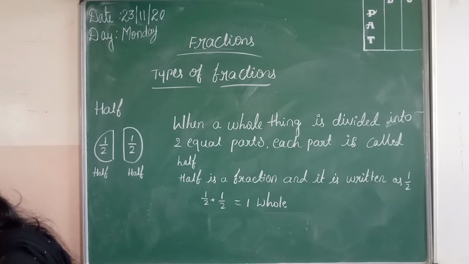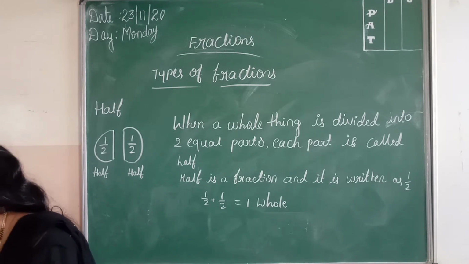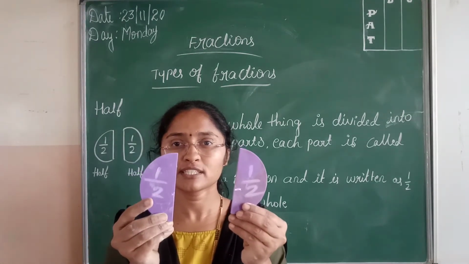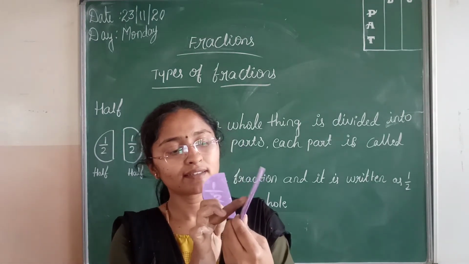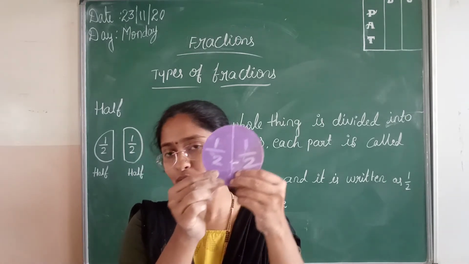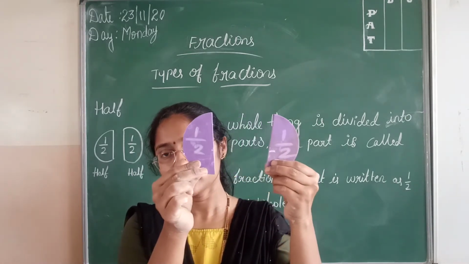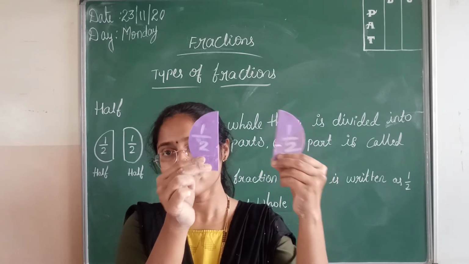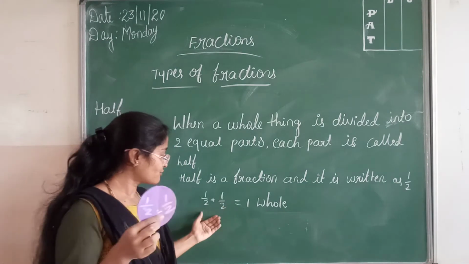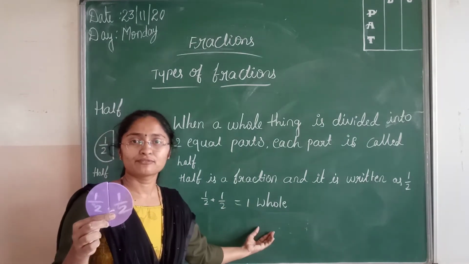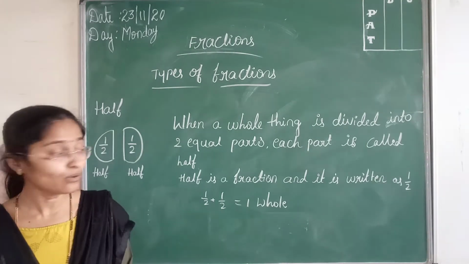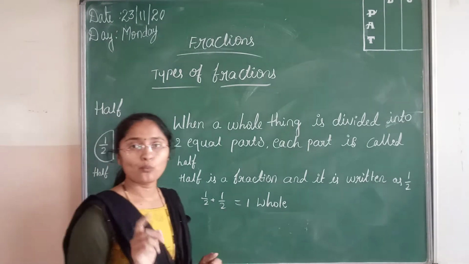So now, when I join these two, we will get 1 whole. When we join the 1 half and half, we got a 1 whole. So half plus half is 1 whole. Understood? Very good.